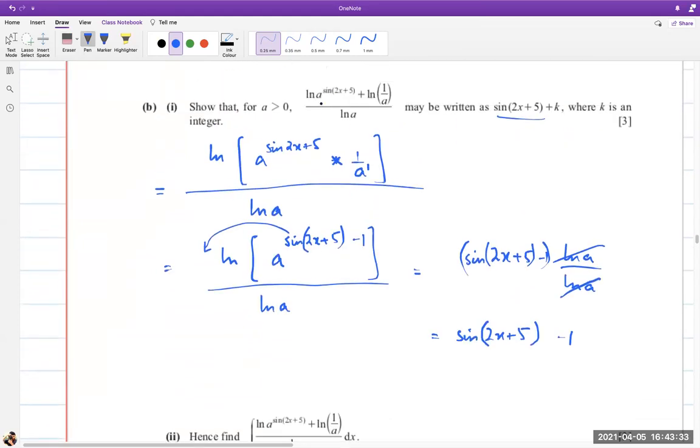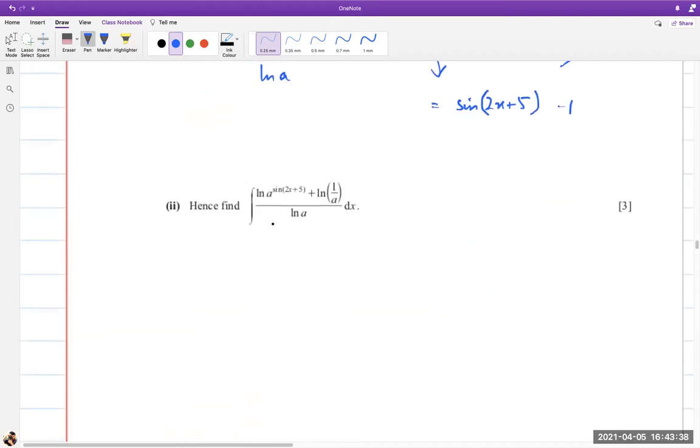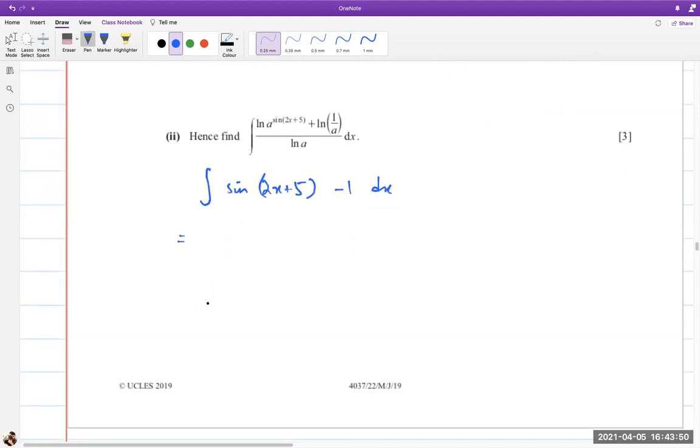So I have this thing, and notice that this whole thing is simplified as that, which means that over here we can simply replace it. We can say that this is equal to the integral of sine 2x plus 5 minus 1 dx. And that's no problem. We know how to integrate. When you're trying to integrate sine, it's going to be minus cos of this thing divided by the derivative of the insides, which is 2, and then this is minus 1x. And I will have to obviously plus c here because this is an indefinite integral.